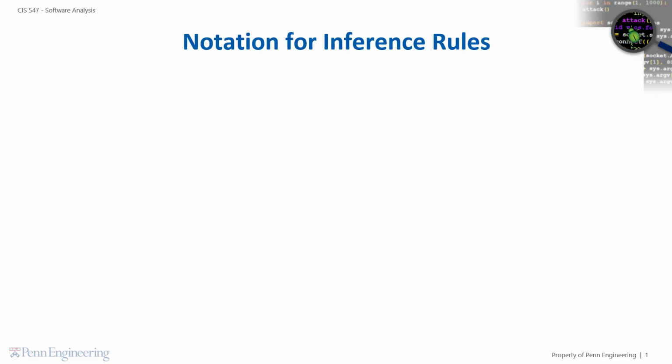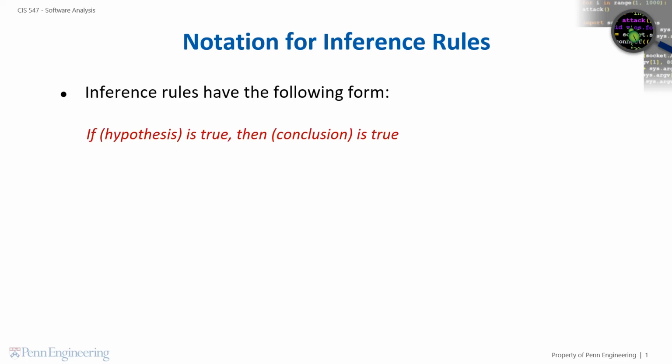If you have studied formal logic, you may be familiar with logical implications, if-then statements. Inference rules in type systems are if-then statements, which are used to reason about the types of program fragments, such as variables, expressions, and functions. An inference rule takes the form, if hypothesis is true, then conclusion is true, where the hypothesis and the conclusion are logical formulas.